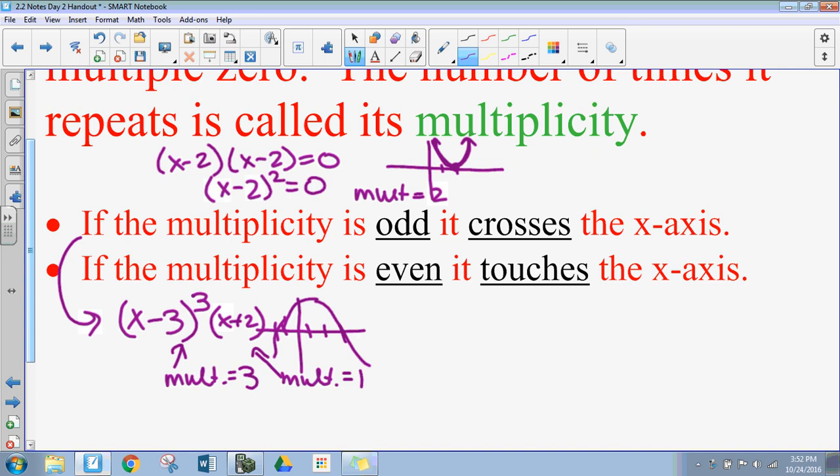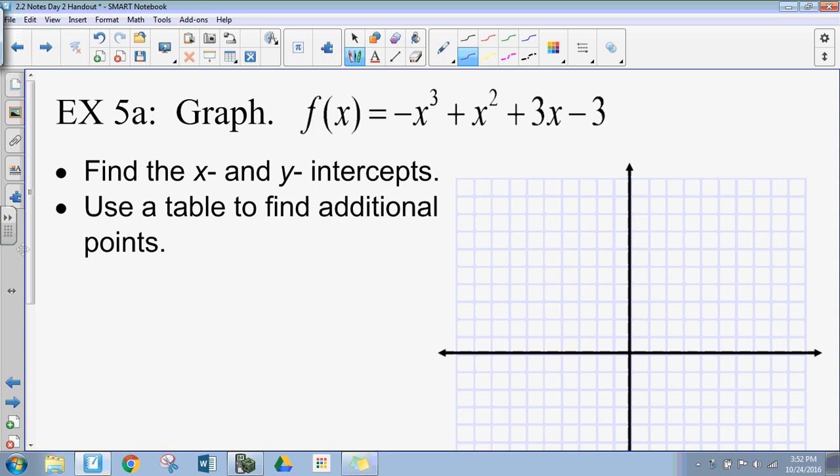So go ahead and get out your graphing calculator, because you're going to use that to help you graph, because right now we don't have enough information, we don't know enough about how to factor and everything to get these answers without using the calculator. Okay, so we're going to graph these. The things I'm always going to ask for is your X and Y intercepts, and then you're going to use the table in the graph to find your additional points.